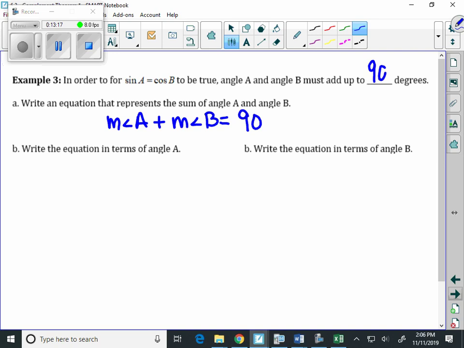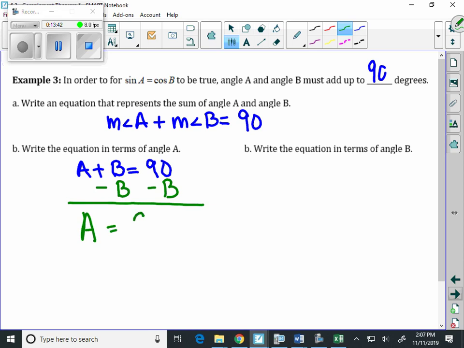And if we want to write the equation in terms of angle A, I'm going to take out the measure and the angle, and simplify that a little bit. I'm going to start with angle A plus angle B equals 90. But we want to rewrite this so that we have A equals. How to rewrite this in terms of angle A? Well, subtract angle B from both sides. We end up with A equals 90 minus B. We subtract from 90.